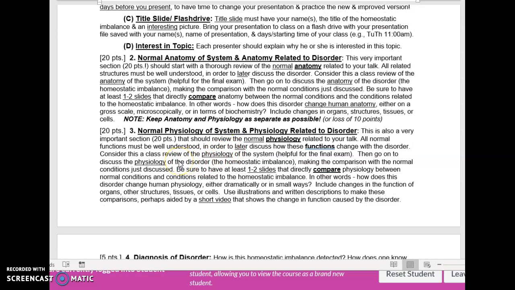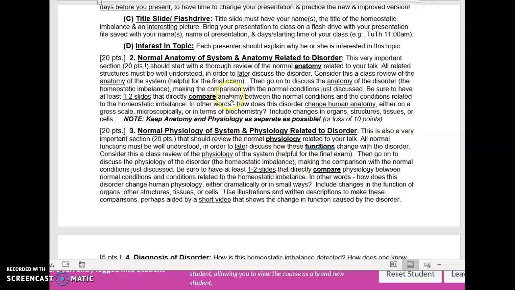Then you go on and talk about the normal physiology. In other words, forget the disease, talk about how the respiratory system is supposed to work, with the diaphragm going up and down and the lungs expanding and everything else. And then later, how does it work with the disease? Usually this is 2 or 3 or 4 pages on anatomy, both normal and then the disorder, and then 2 or 3, sometimes 4 pages on the physiology, normal, and then how it's different with the disorder.